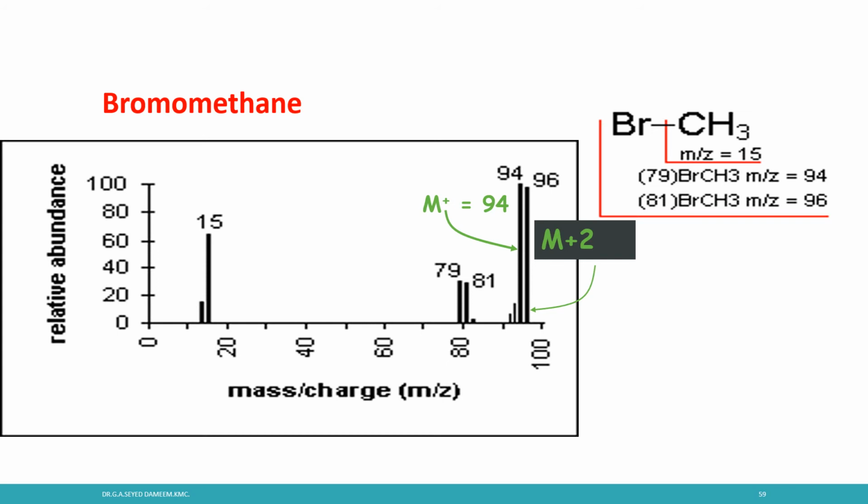The peak at 79 is the normal Br+, and the peak at 81 is the isotope of the bromine cation. The peak at m/z 15 is due to the methyl cation formed by the loss of a bromine radical. So these are the peaks obtained for methyl bromide.